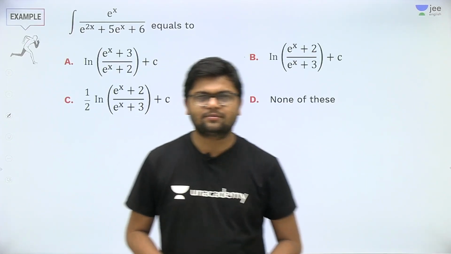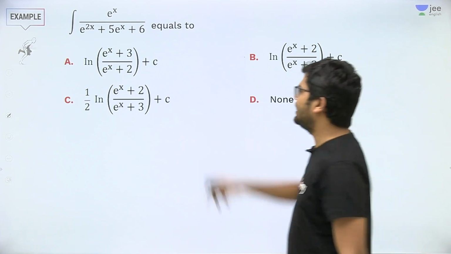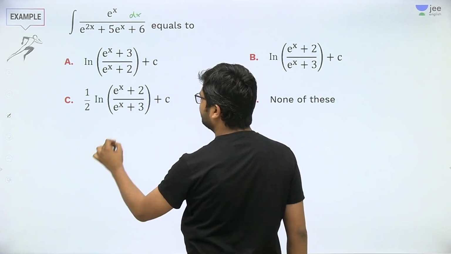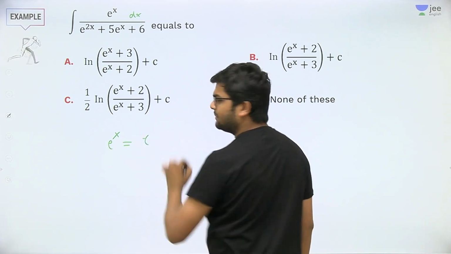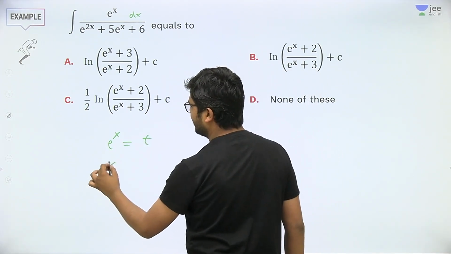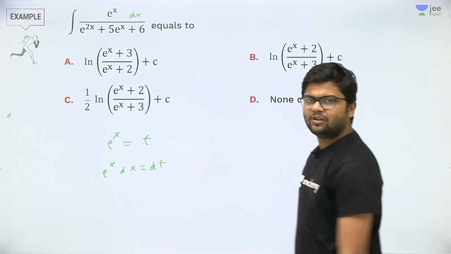So next question. Very easy question, integral of e raised to power x upon e raised to power 2x plus 5, dx. Now what I did, very simple question, e raised to power x can be easily taken as t. Now just differentiate it. So e raised to power x dx can be written as dt. There is no problem with that.